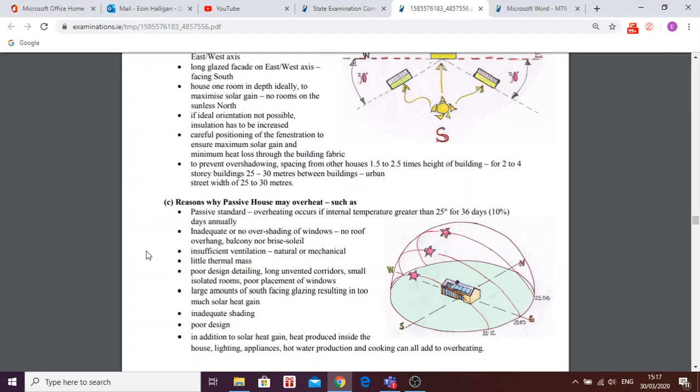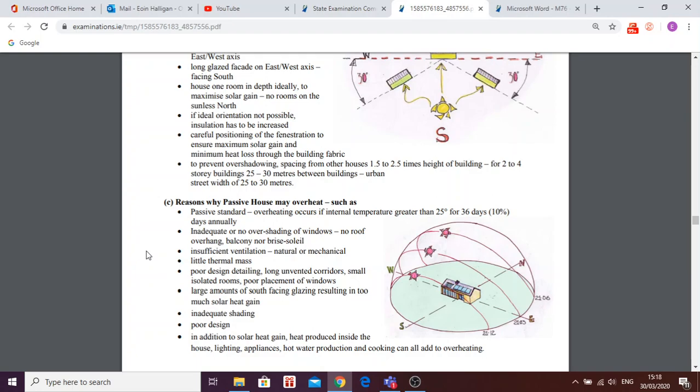Little thermal mass, so not enough thermal mass. What you have in this situation is you don't have enough concrete, or you don't have enough materials that can absorb the sun's heat. What thermal mass can do is store that heat, regulate the internal temperature of the room and give out the heat when it's necessary. So it acts like a storage heater. So that's thermal mass.